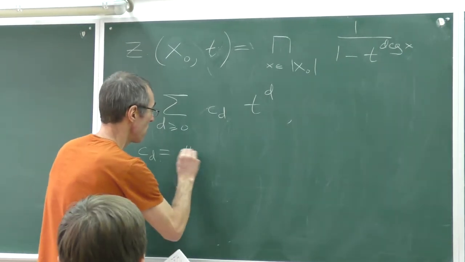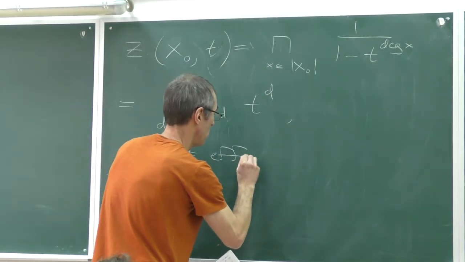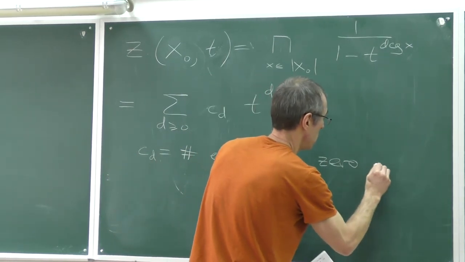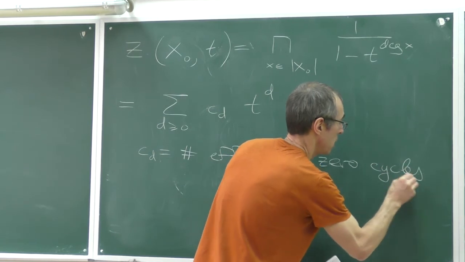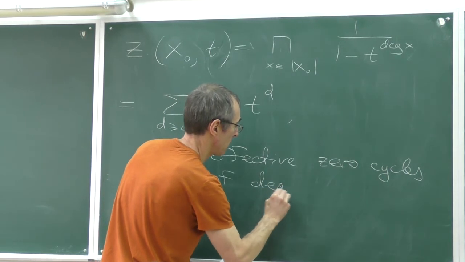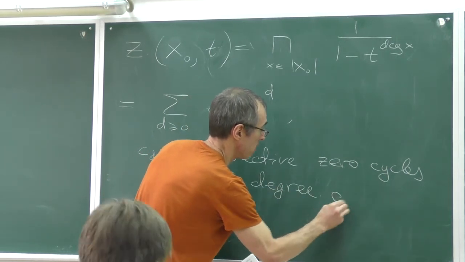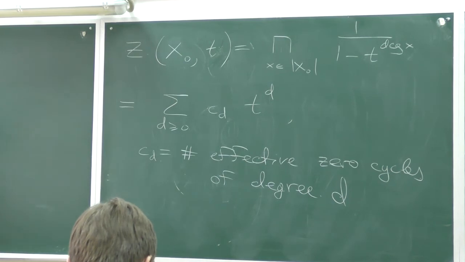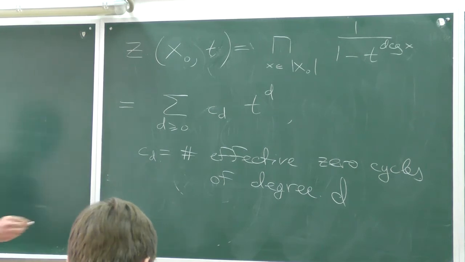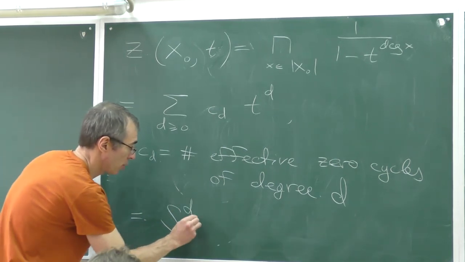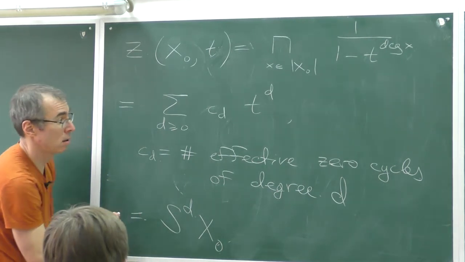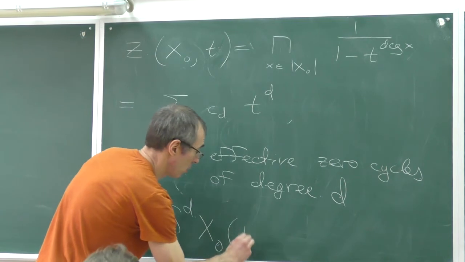So this is the number of effective zero cycles of degree D. And as we just proved, this number can be expressed as the number of points on a certain algebraic variety, namely this. Yeah, so it's F_q.